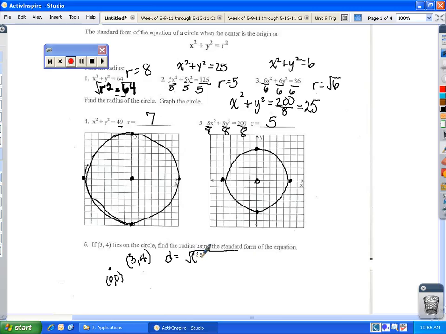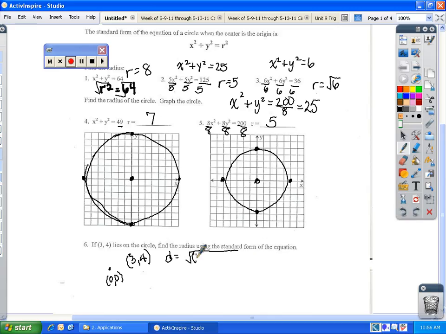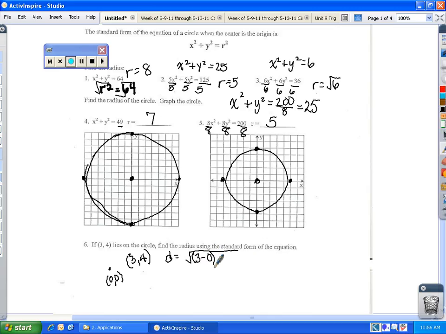Sorry, the x's first. Doesn't matter if you do x's or y's first. 3 minus 0 squared plus 4 minus 0 squared. And therefore then your distance is equal to the square root of 9 plus 16, which is 25, and the square root of 25 is 5. So you know that the radius is 5.